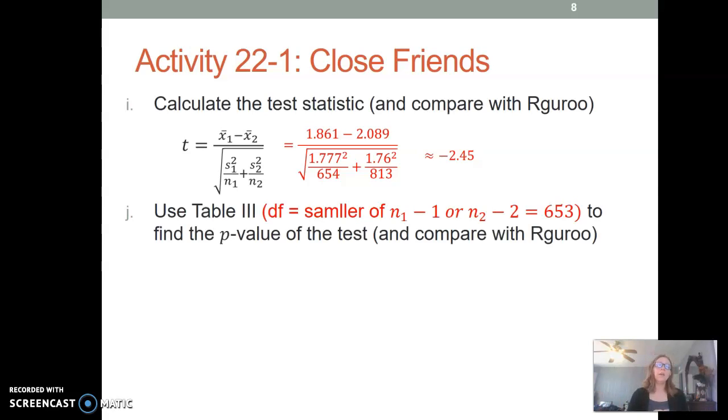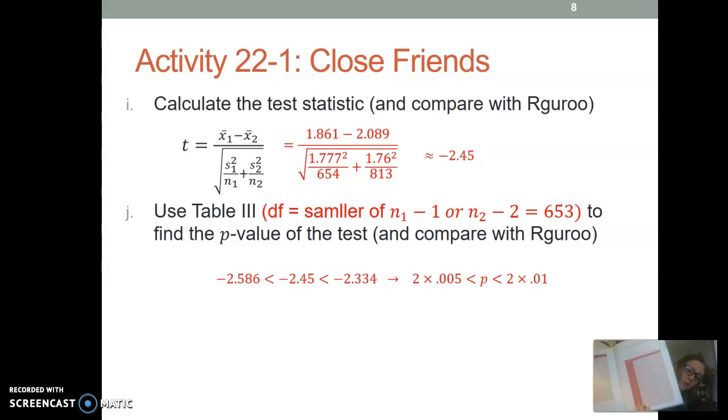Now what we're going to do is use table 3 in the back of the book. Again, we're just doing this all by hand. We'll use degrees of freedom to be the smaller of 654 minus 1 or 813 minus 1. That should be a 1 there, I don't know why it's a 2. Anyways, they're both pretty small, so I'm looking at 653. And look at page T5 in your book here.